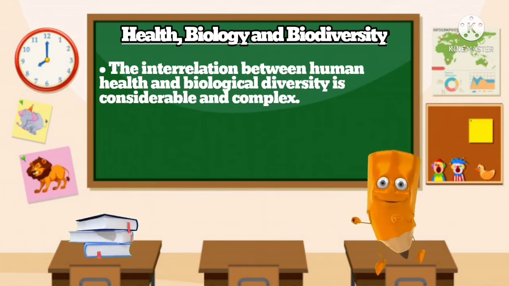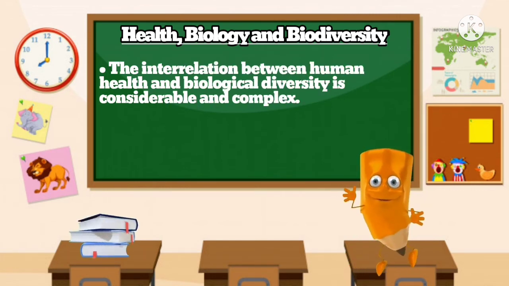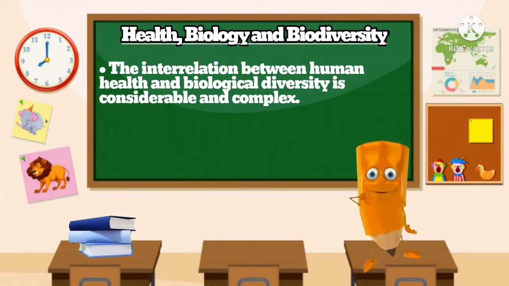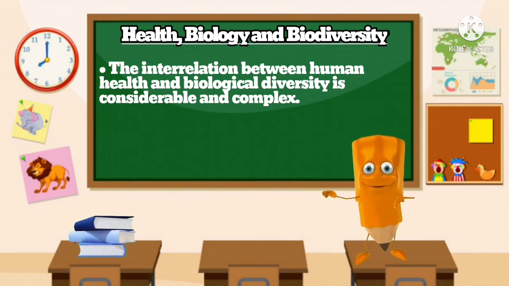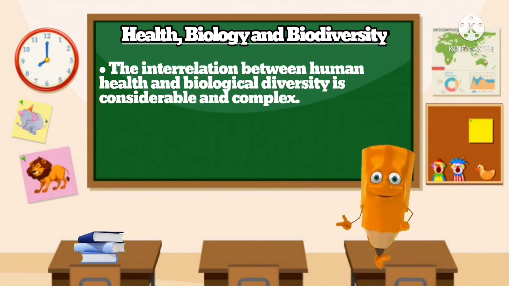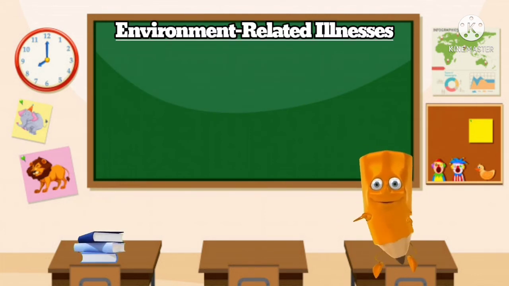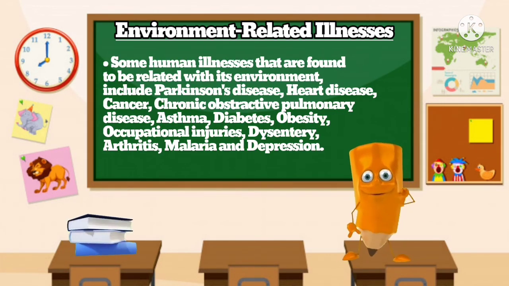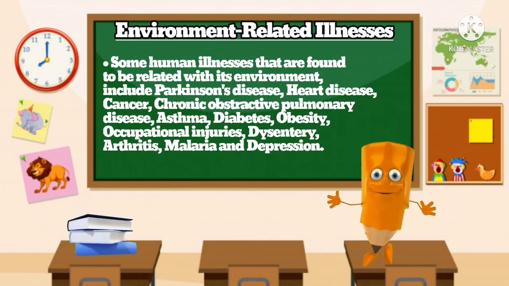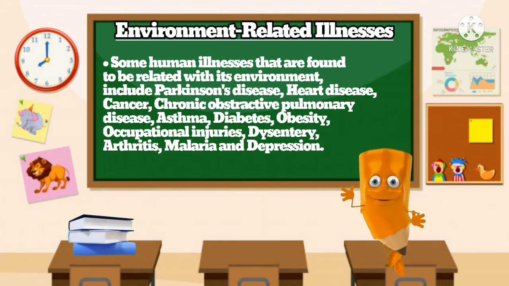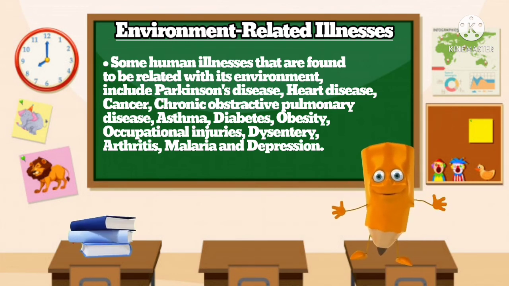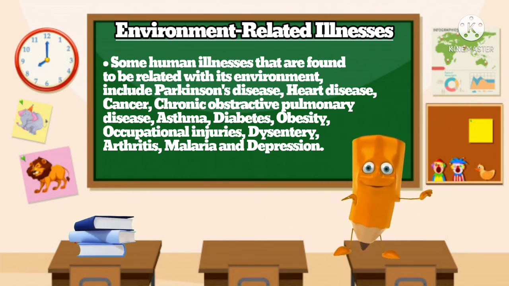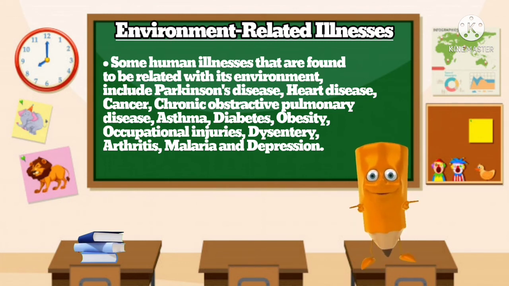The interrelation between human health and biological diversity is considerable and complex. With the current biodiversity loss at unprecedented rates, the delicate balance between human health and biological diversity is at risk. Thus, environment-related illnesses. Some human illnesses that are found to be related with its environment include Parkinson's disease, heart disease, cancer, chronic obstructive pulmonary disease, asthma, diabetes, obesity, occupational injuries, dysentery, arthritis, malaria, and depression.